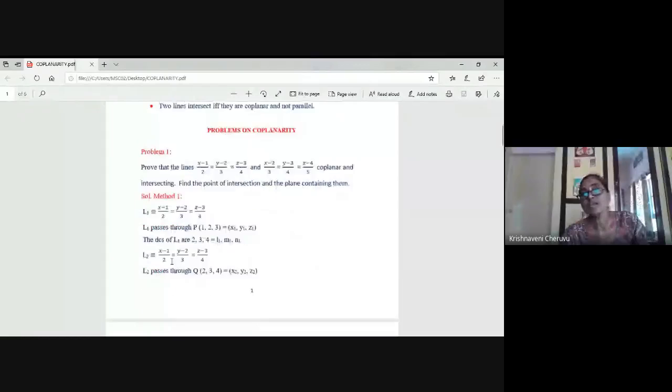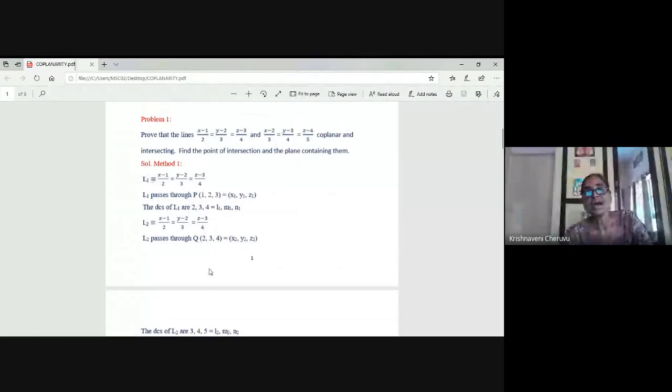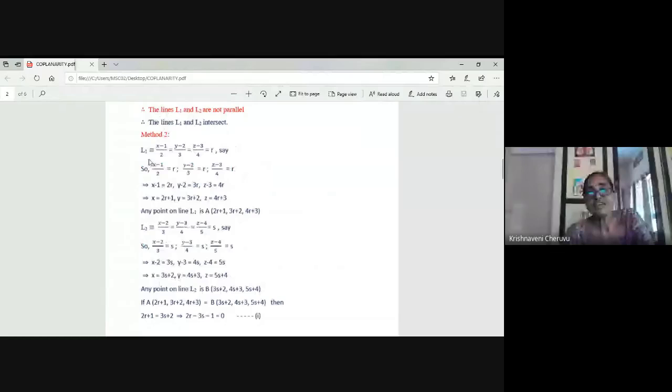Let me give you one more method for this part, girls, the coplanarity and intersecting part. See, we have two lines. Line 1 is passing through the point 1, 2, 3 and has DCs 2, 3, 4. So here let us take all these 3 equal to r. Equate this to r, y minus 2 by 3 is equal to r, z minus 3 by 4 is equal to r, from which you can find x minus 1, y minus 2, z minus 3, and then you will get the x value, y value, z value. So you can get any point on the line L1 as 2r plus 1, 3r plus 2, 4r plus 3.